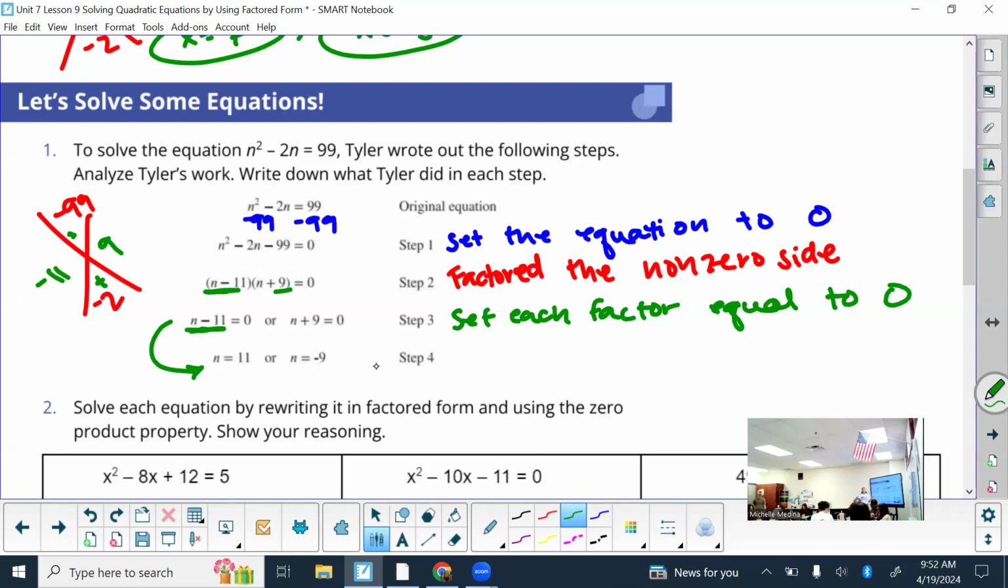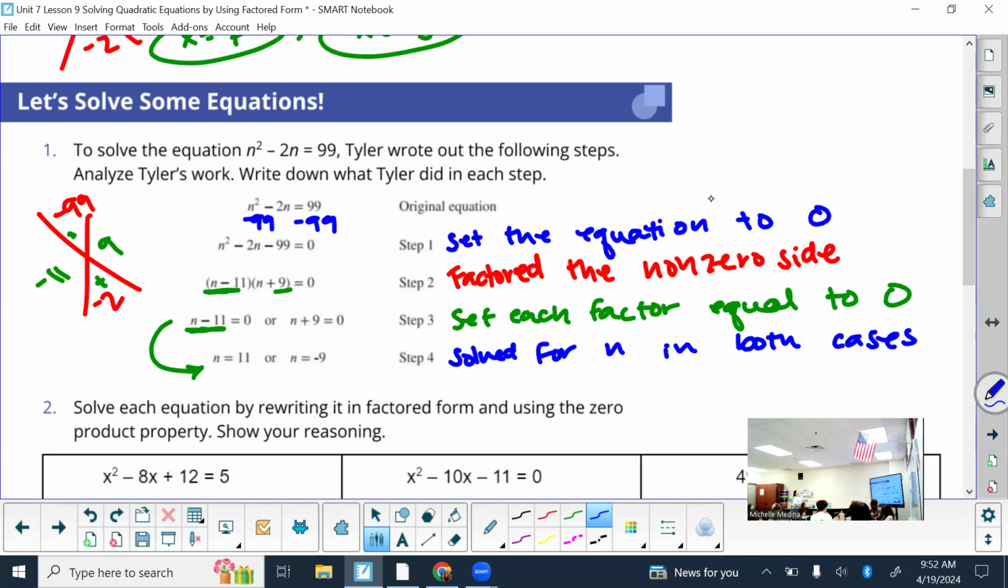And then table 2, what did they do going from this step to that step? They isolated the n. They solved for n in both cases. Because again, it could be either parentheses that becomes 0 to make it 0. So that's why most of the time for quadratics there's 2 solutions. So if you follow these steps, this is how you solve by factoring.